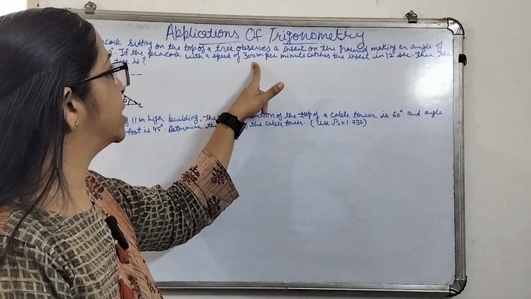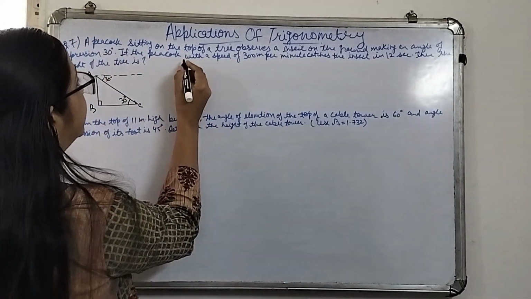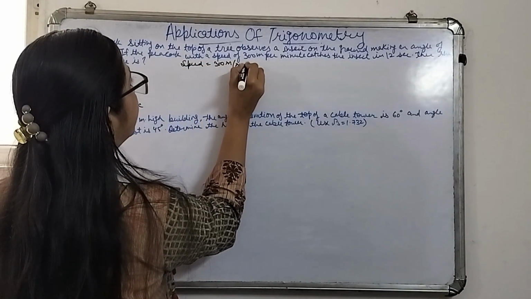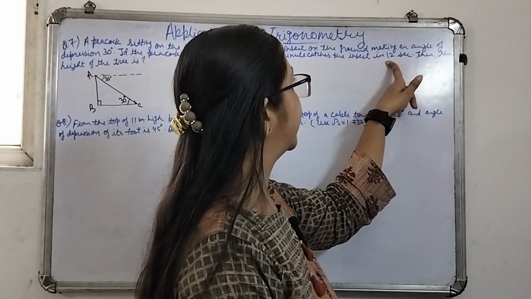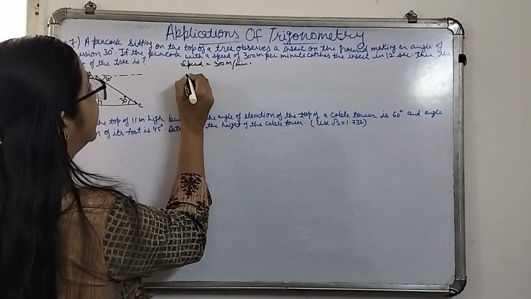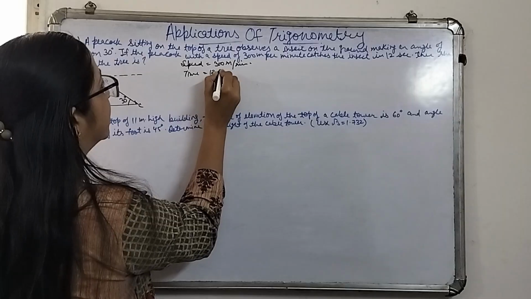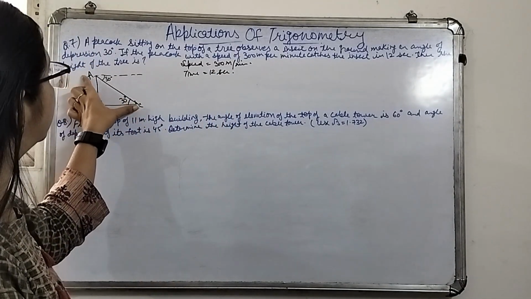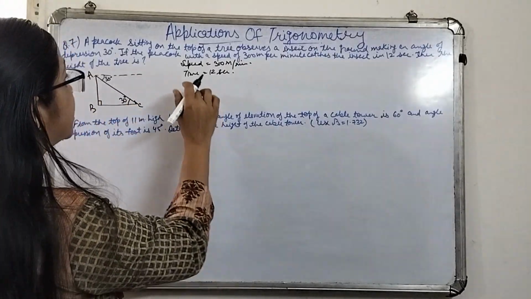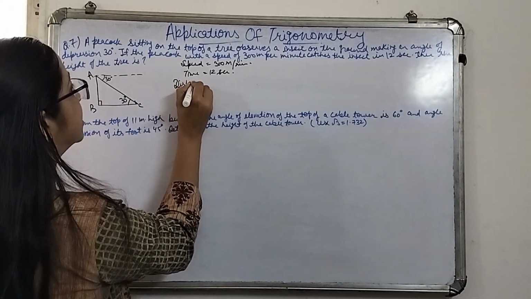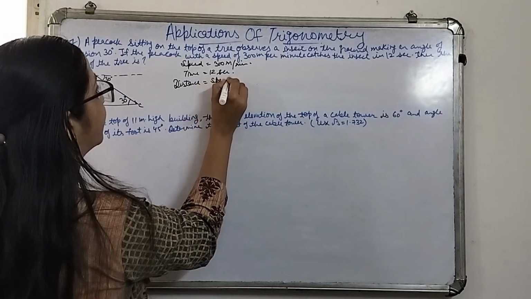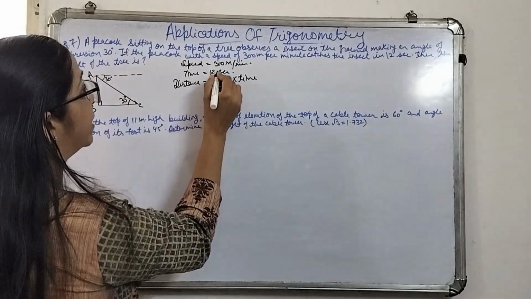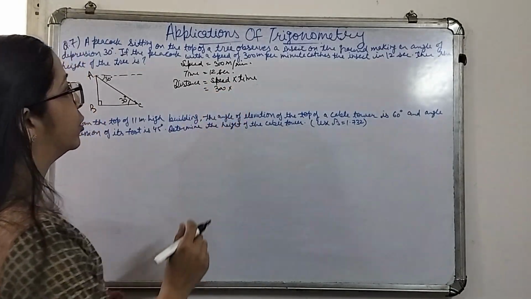The peacock is moving with a speed of 300 meter per minute. The time duration in which it is catching this insect is 12 seconds. This is the location of the peacock and this is the location of the insect. That means this is the distance which the peacock is traveling. We know the formula for finding distance is speed into time. So speed is 300 meter per minute and time is 12 seconds.